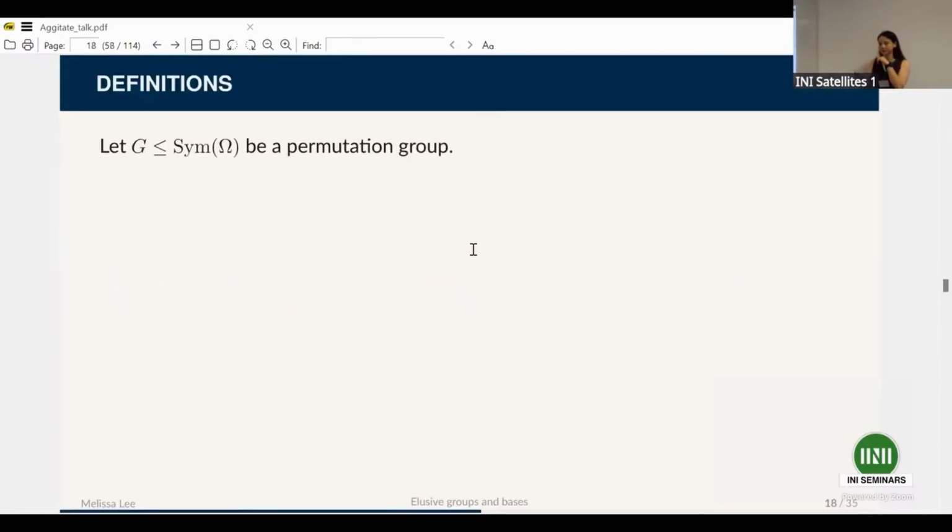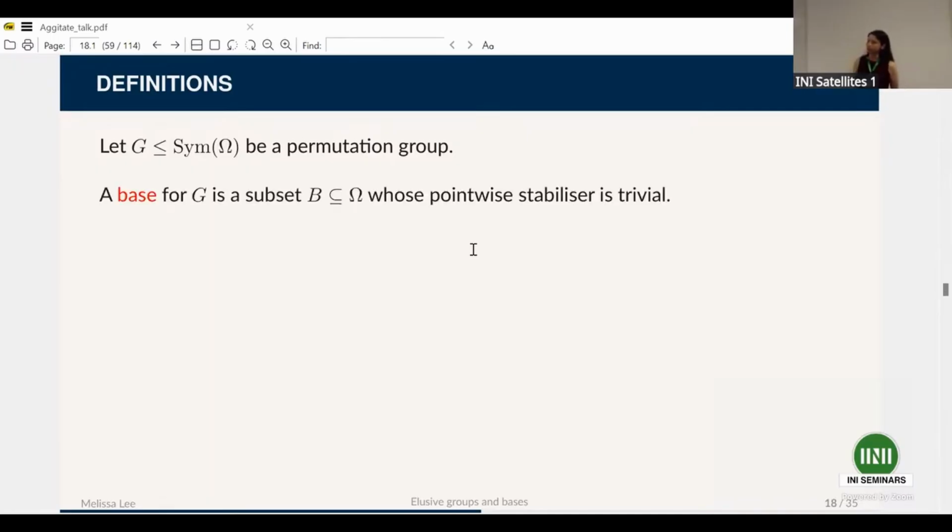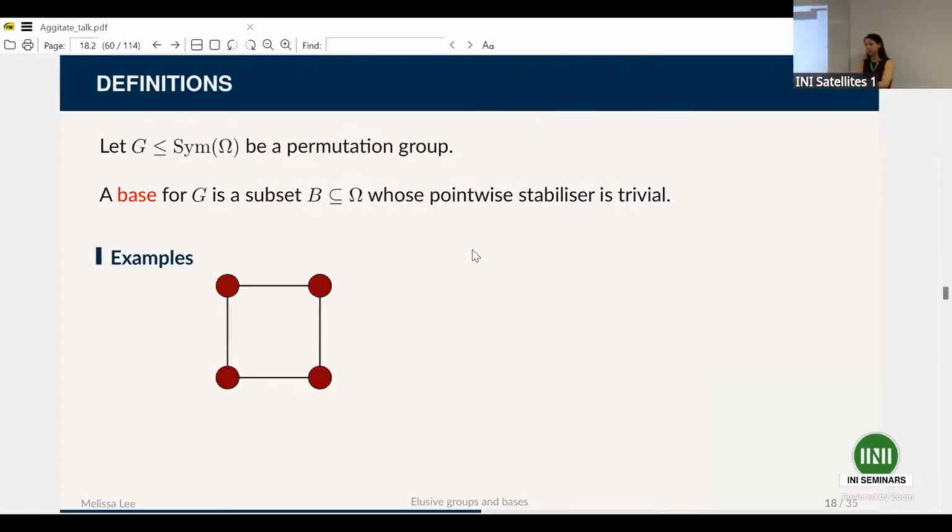Okay. So I'm going to start off by telling you what a base is. We're still in the land of permutation groups. I'm going to take my permutation group to be G, acting on a set omega. Now, a base for G is a subset B of omega whose pointwise stabilizer is trivial. So I take some subset of my omega and I ask, what are the permutations fixing all of these points? And the only one I can find in my group G is the identity.